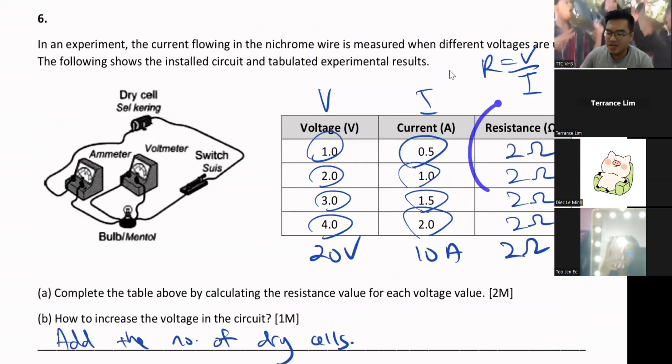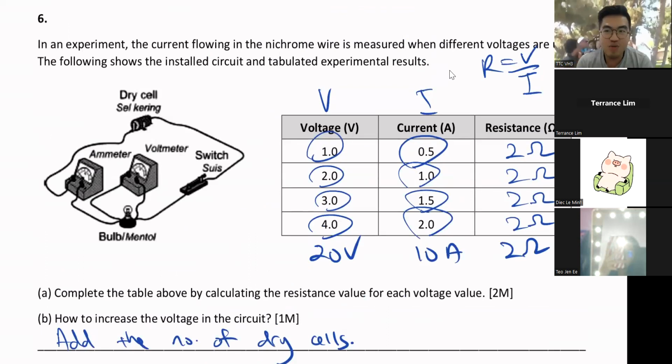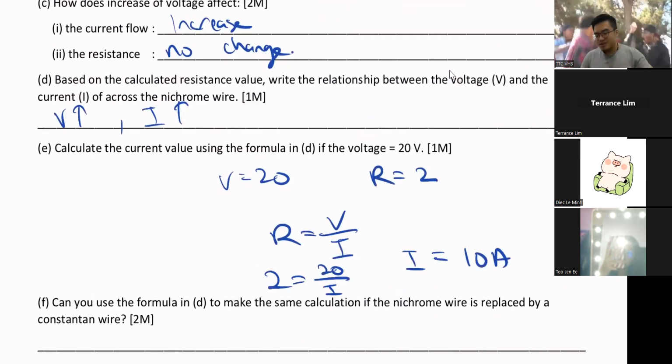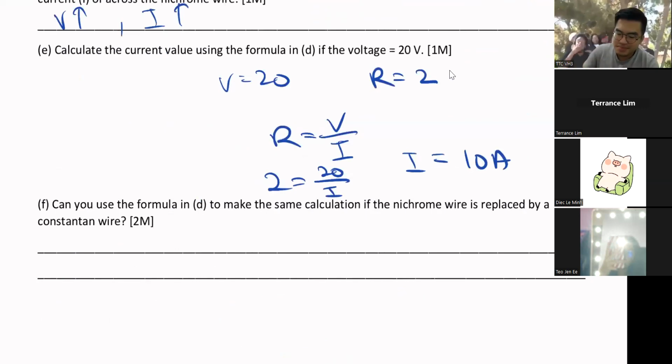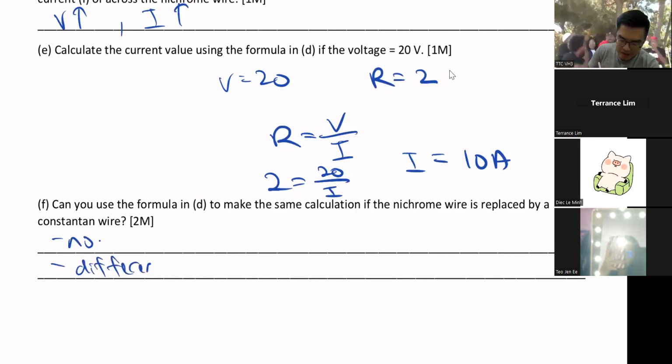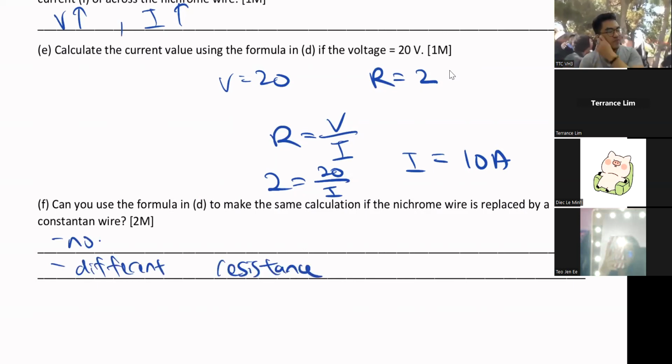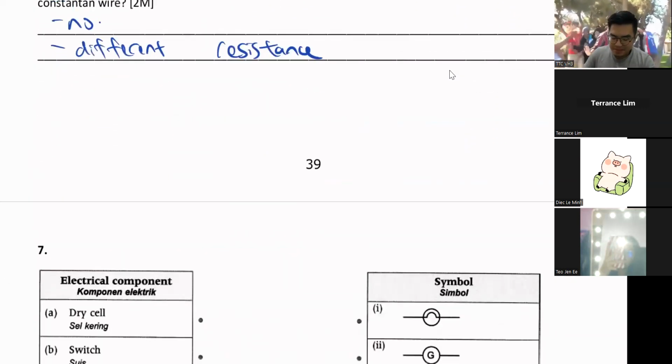Is the resistance still the same? Nichrome wire is 2 ohm. Will the other wire be 2 ohm? No, right? No, because it will have different resistance. That's why it's not going to be the same. You cannot use the same formula.